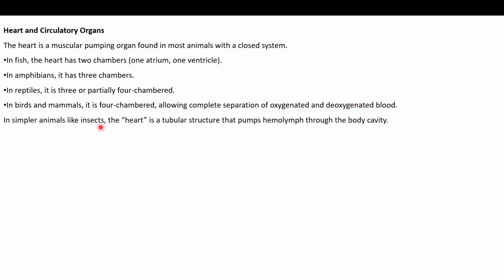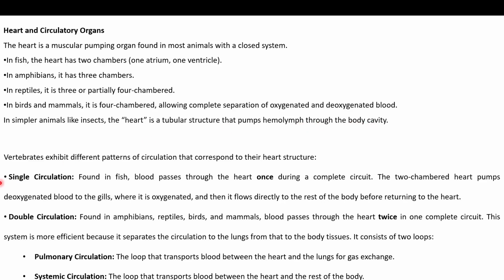In simpler animals like insects, the heart is a tubular structure that pumps the hemolymph, or the fluid, through the body cavity. Now, vertebrates exhibit different patterns of circulation that correspond to their heart structure.